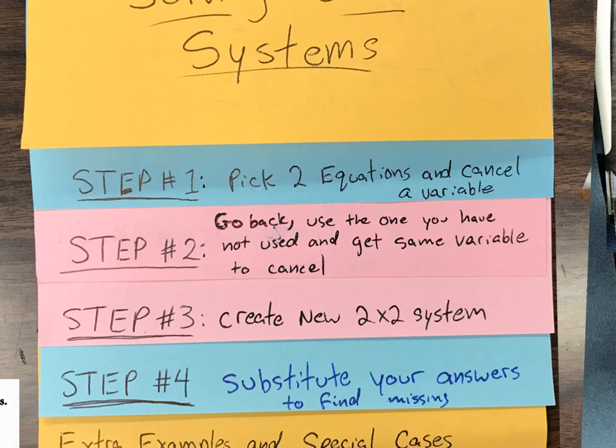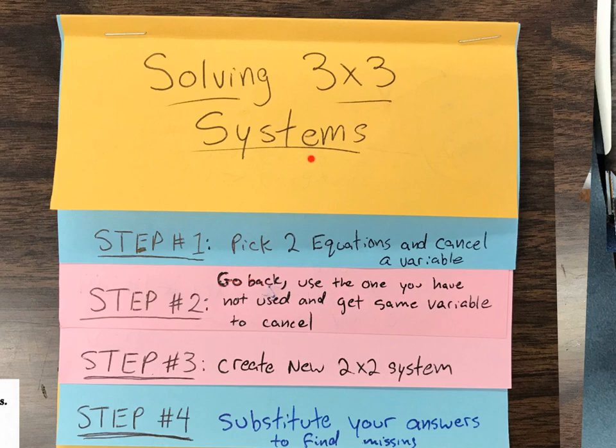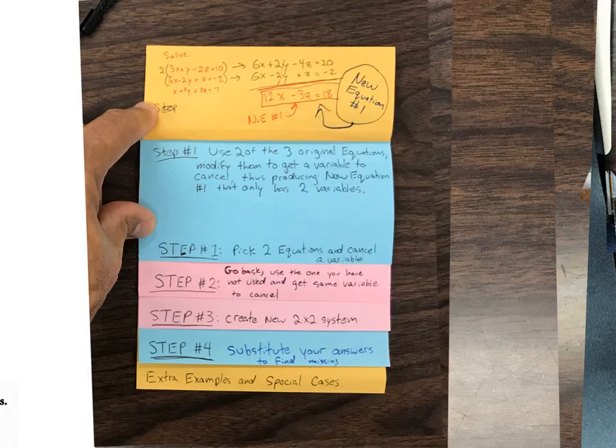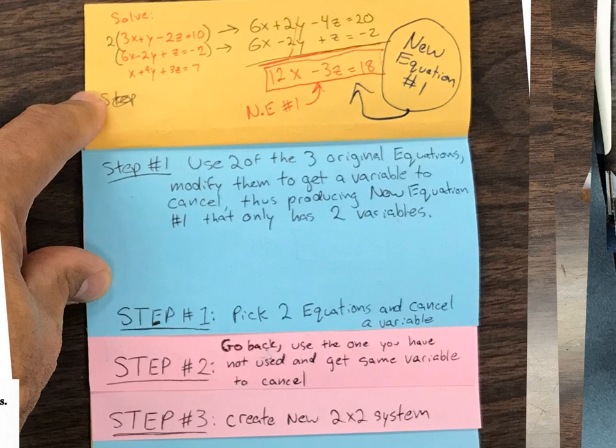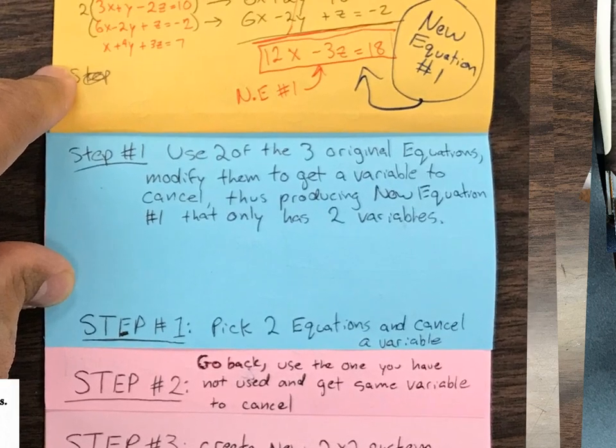Okay, so for step 1, right here, we're not even unfolding it yet. I just put step 1, pick 2 equations and cancel a variable. Now if I want more details, I need to open up this front piece, right, and see actual step 1. Check this out. So I'm going to open up this front flap, and you should have this right here. So I did write the entire step, use 2 of the 3 original equations, modify them to get a variable to cancel, thus producing new equation number 1, and that only has 2 variables.